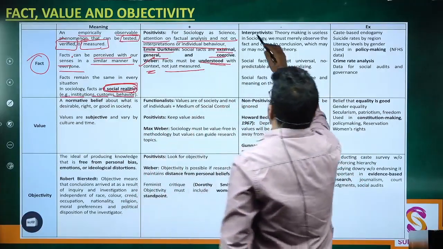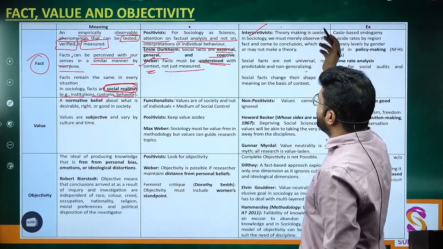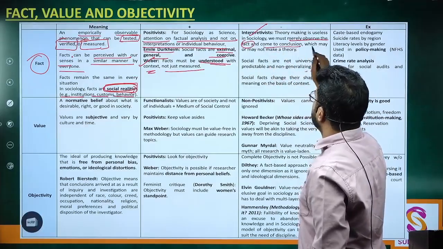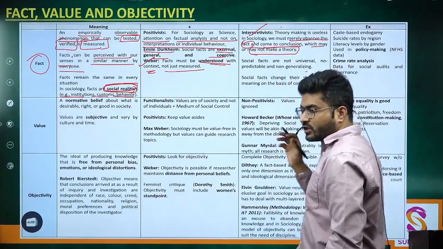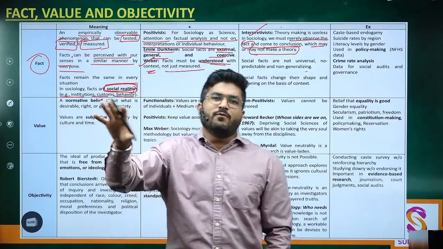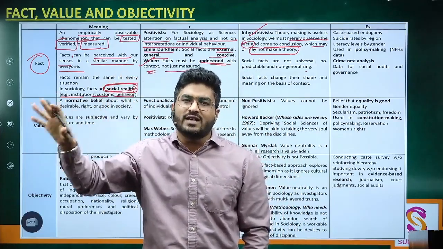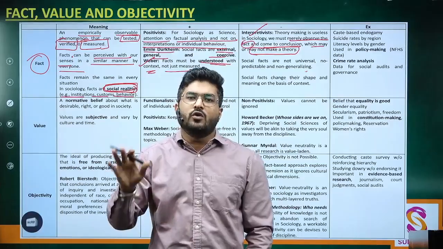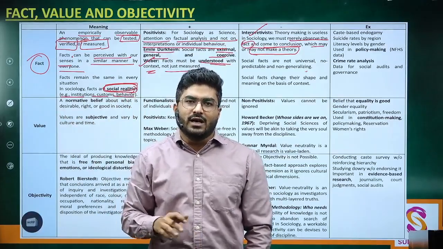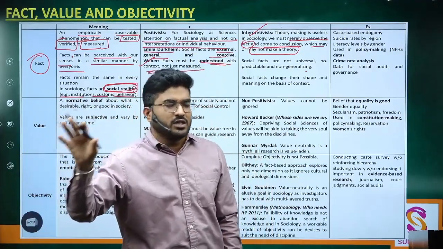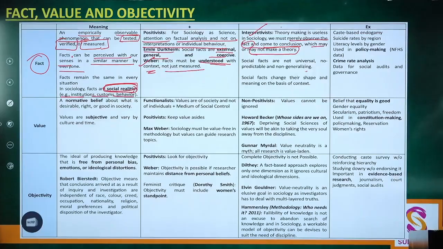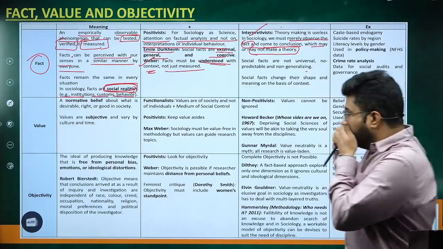The interpretivist school of thought tells us that theory making is useless in sociology. We must merely observe the fact and come to a conclusion which may or may not be a theory. So for them, we should not focus on collecting facts about social actions or social realities. We should observe them and try to understand their hidden meaning, rather than trying to make a generalized, universal theory of it.